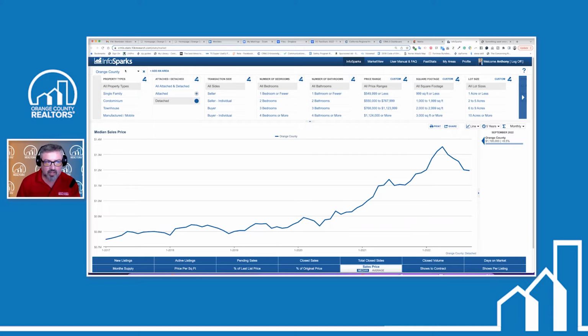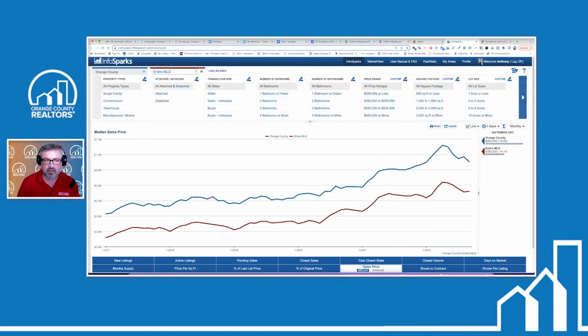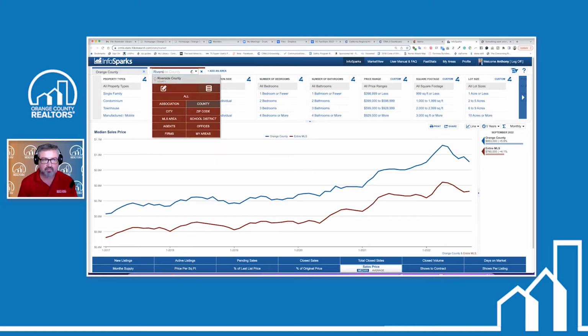Now, say we want to compare some other things here real quick. I can compare counties against each other. As an example, I can come back over here to the top left, and next to Orange County, there's a button that says add an area. From here, I can click on the down arrow again, select county, and this time maybe compare Riverside County.